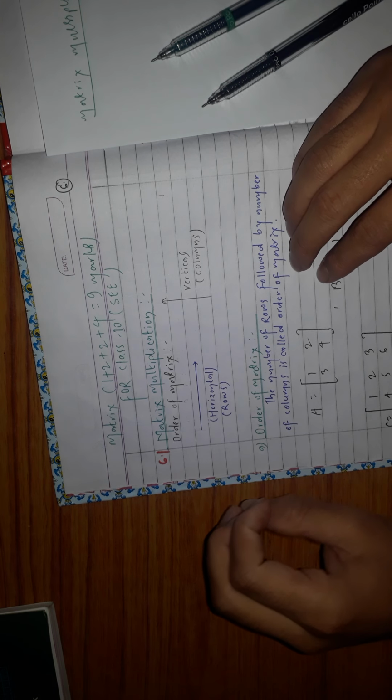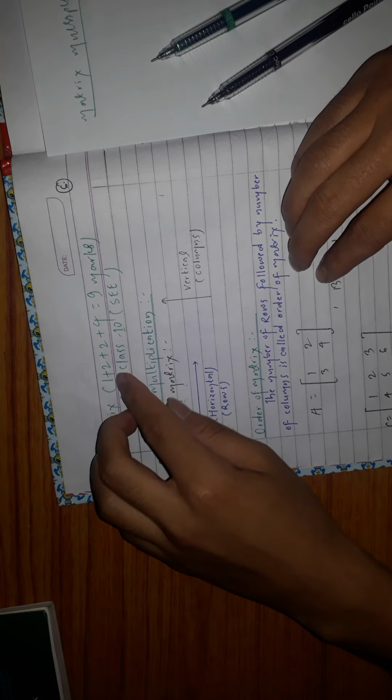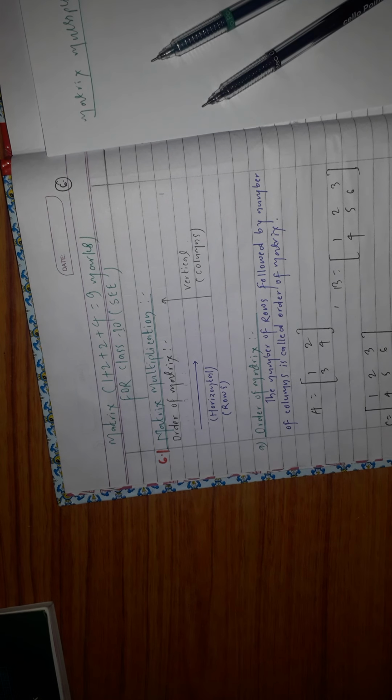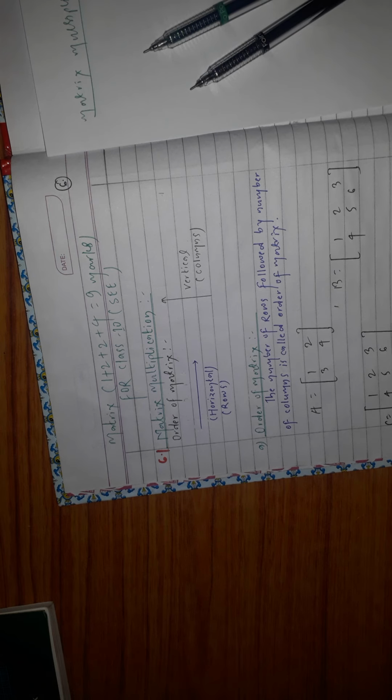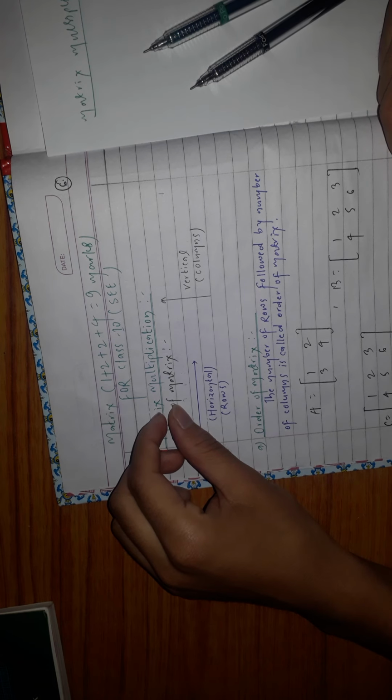The syllabus for class 10 is 1 plus 2 plus 2 plus 4 is equal to 9. So there will be one question of 1 mark, two questions of 2 marks, and a long question consisting of 4 marks. That is the syllabus of the chapter called matrix. Now let's start from the first topic. The first topic that you need to understand is matrix multiplication.